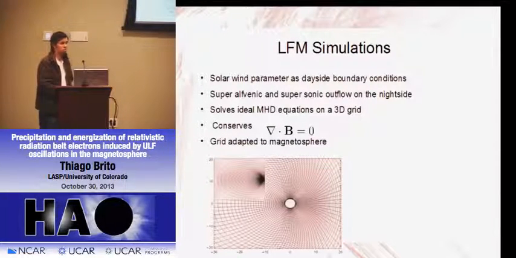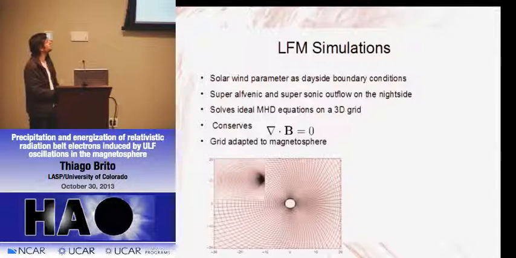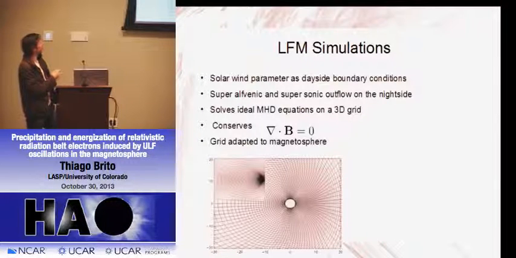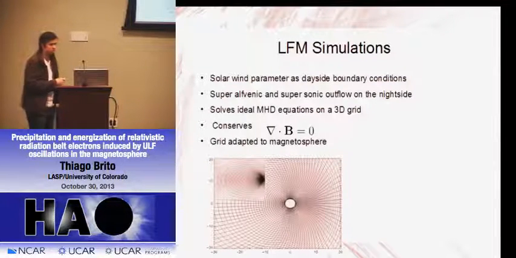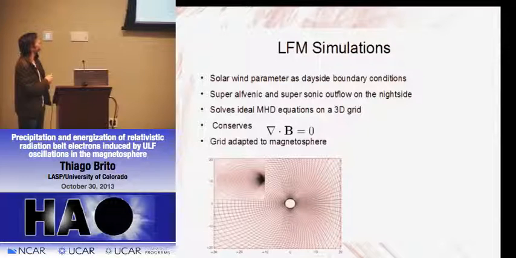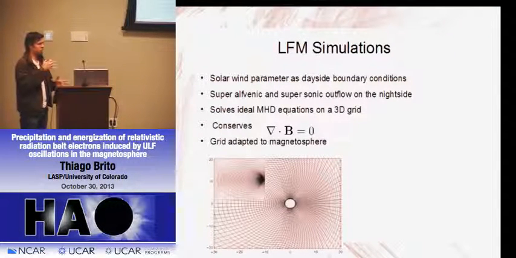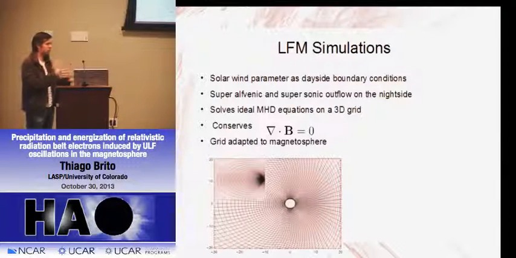So we use LFM, as I know a lot of you are familiar with LFM. And this is LFM in one slide. It uses solar wind parameters as the boundary conditions. So we can simulate real storms if we take data from a satellite or from OMNI or something. And then we use this temporal boundary condition to drive the magnetosphere.